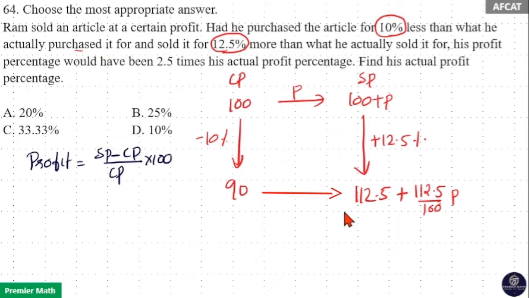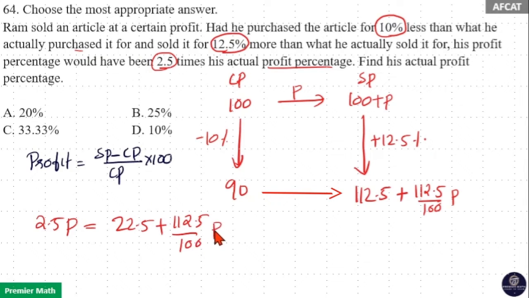Now we can see if I take the difference between sell price and cost price, this is equal to 22.5, which is 12.5% minus 10%. So here, if I apply this formula, the profit is 2.5 times the actual profit. So 2.5 P is equal to sell price minus cost price, which is 22.5 plus 112.5 by 100 P, divided by cost price, meaning divided by 90. I will write this divided by 90 as 90 into 2.5, that is the denominator to the LHS. Now we write the right hand side 100 in the left hand side denominator.